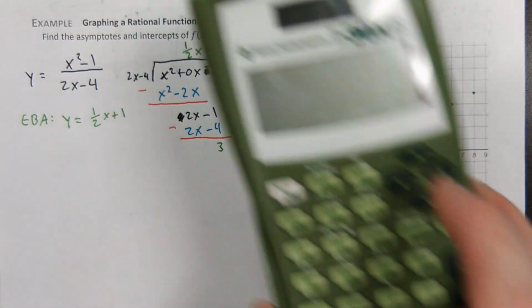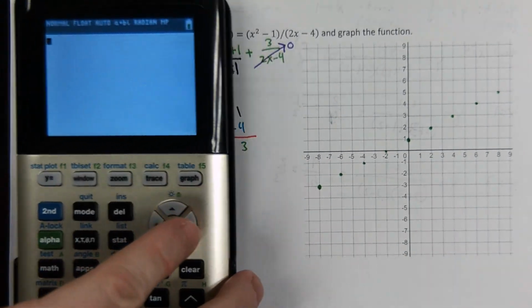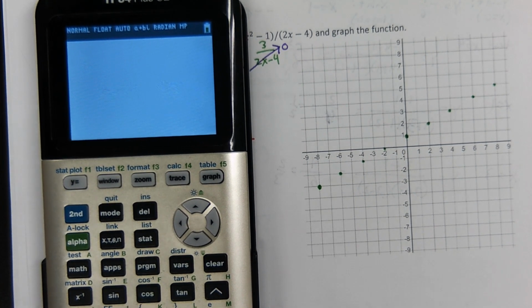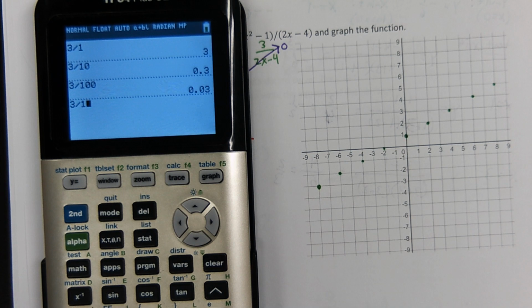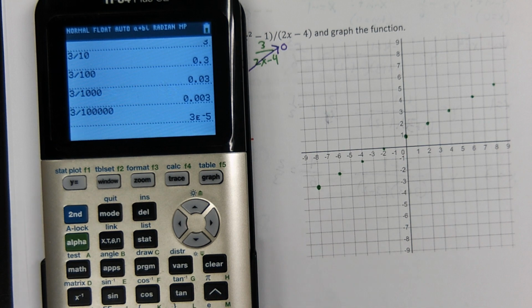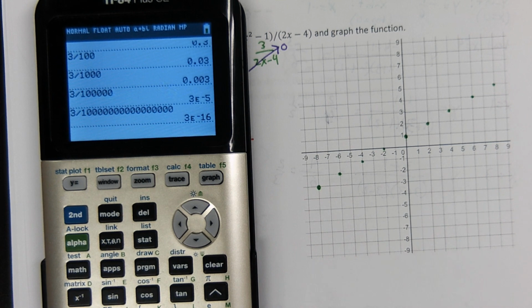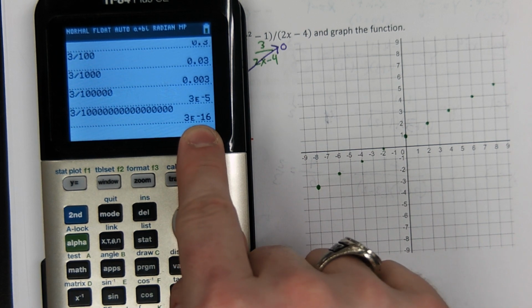Here you go. You ready? I'll use a graphing calculator so you can see several results, okay? Here's what I'm going to do. I'm going to let x get bigger and bigger over and over and over again, okay? You ready? 3 divided by 1, 3 divided by 10, 3 divided by 100, 3 divided by 1,000, 3 divided by 1,000,000, 3 divided by... incredibly small. That has 16 zeros between the decimal point and the 3 at the end.